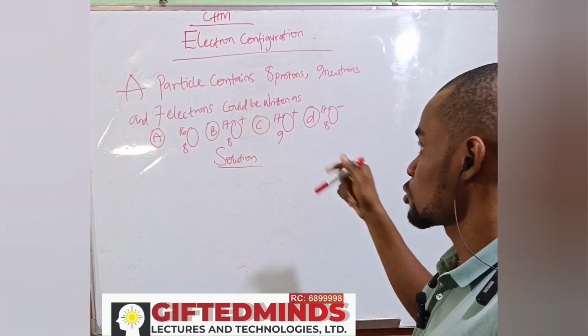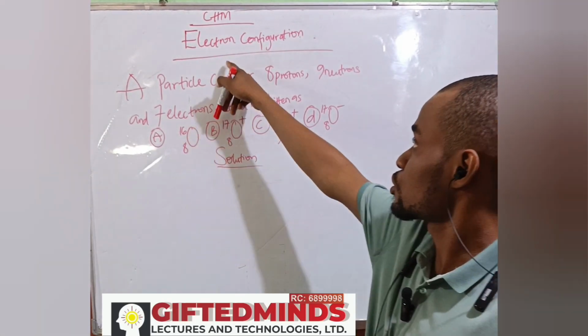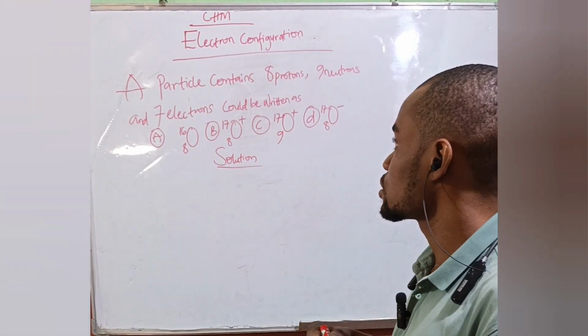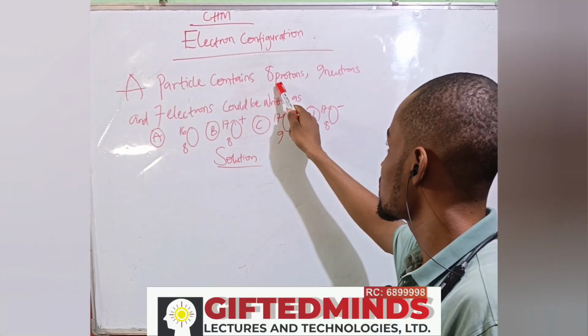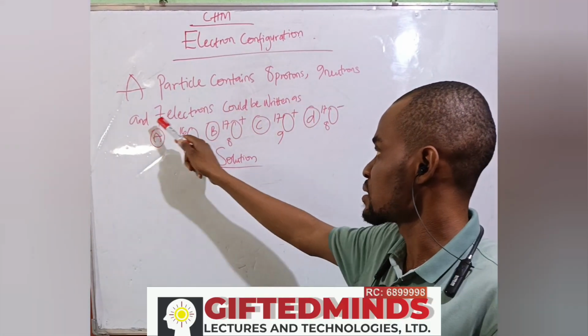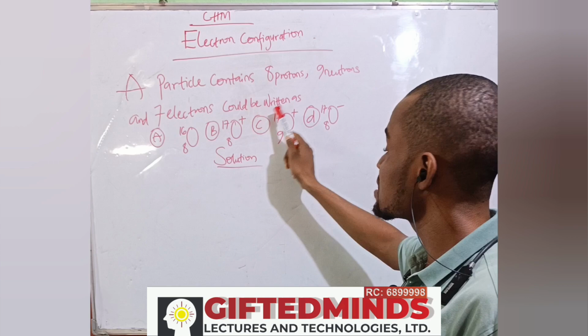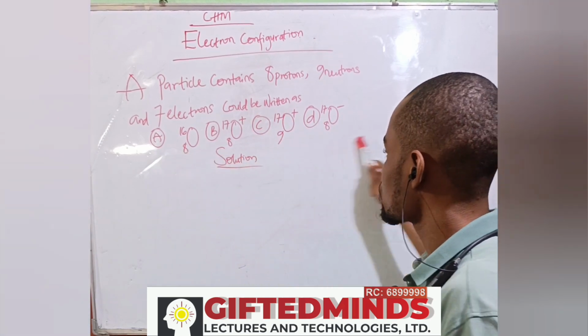Okay, now see one question for this board. This question is from electron configuration. Now, in talk say a particle contains 8 protons, 9 neutrons, and 7 electrons. Could be written as, see the options here.